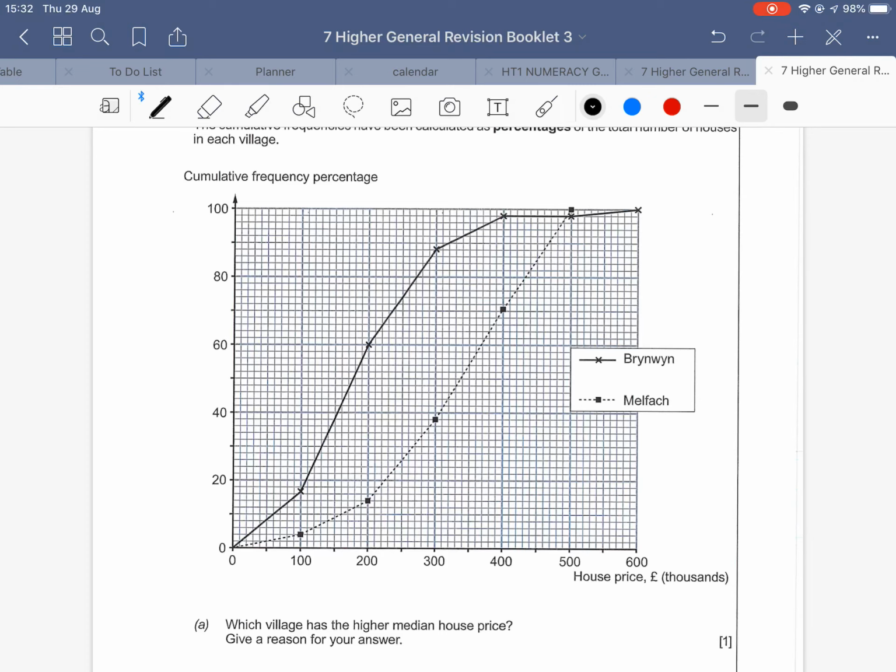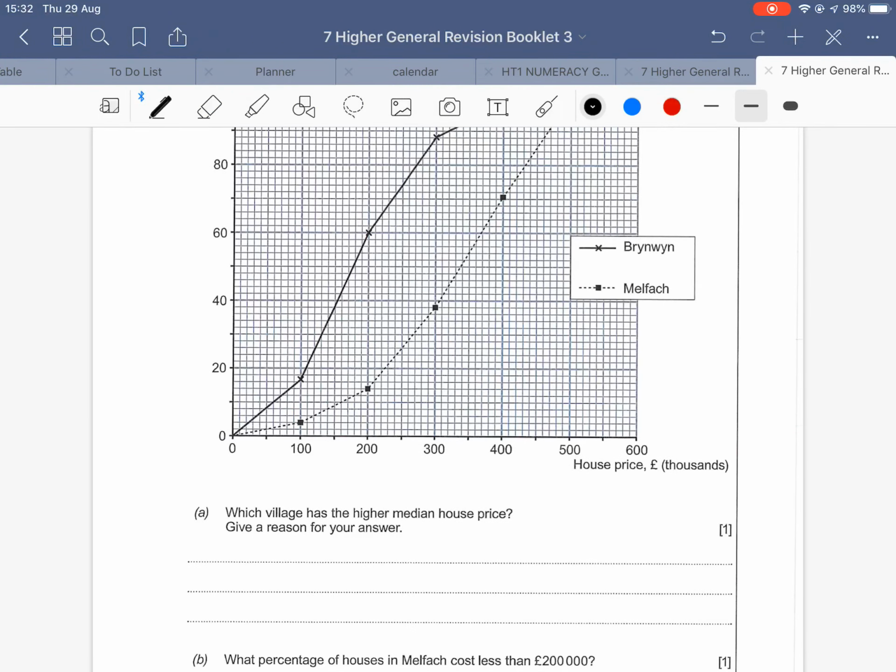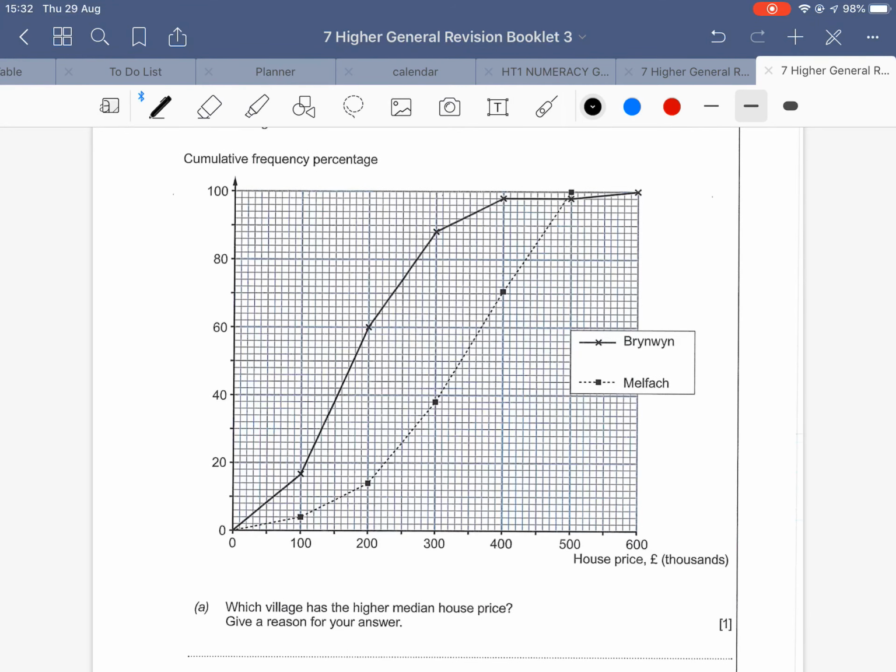They could all be like, for example, in this category here, they could all be up here, but you've assumed that we've spread them out evenly, stuff like that. There might not even be a question like that. I'm jumping to conclusions. Which village has the higher median? See, there we go. Gotta calculate our median.